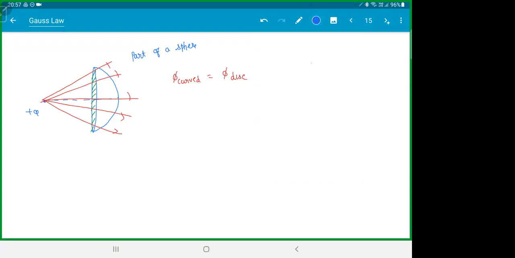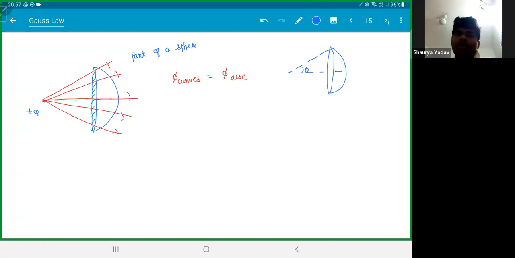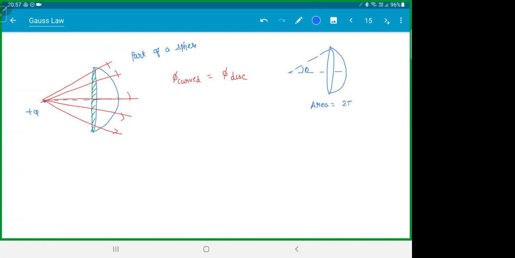Do you guys remember the area of a part of a sphere? I told you multiple times to mug up this result. It's 2 pi r square into 1 minus cos theta. This is the result which you have to remember.